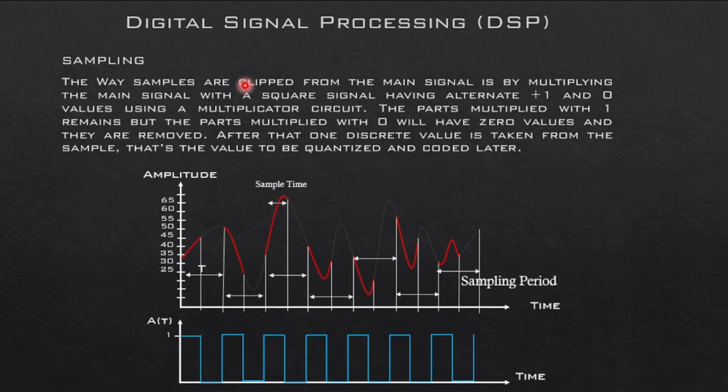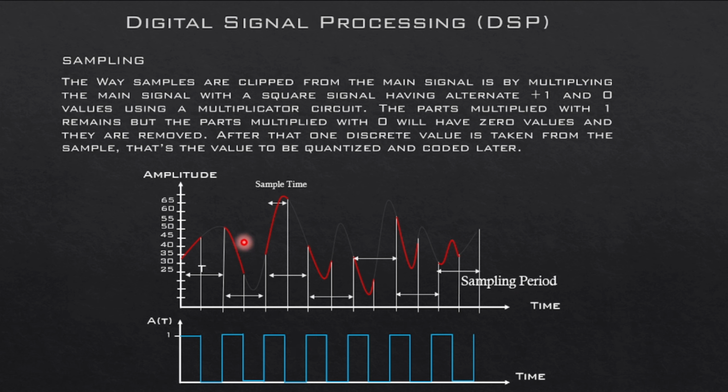Now, the way samples are clipped from the main signal is by multiplying the main signal with a square signal, as you see here, having an alternation of +1s and zero values using a multiplicator circuit, which is not showing here, but let's say you have a multiplicator. Its symbol would be a circle and an X within that circle. One of the inputs would be the main signal, which is the original signal, and the other input would be the square signal, which is an alternation of ones and zeros.